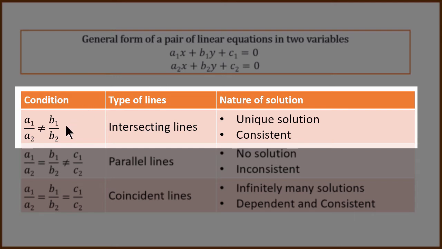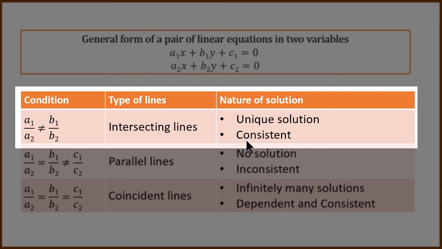Let's take the simplest example. If we do a1 divided by a2, this is the coefficient of x we are dividing, and that is not equal to b1 divided by b2, which is the ratio of the coefficients of y. If the ratio of the x coefficients is not equal to the ratio of the y coefficients, the lines are intersecting. That means these 2 lines are not parallel, they're not on each other, they intersect. And if they intersect at one point, it obviously has a unique solution. That means there's only one solution.